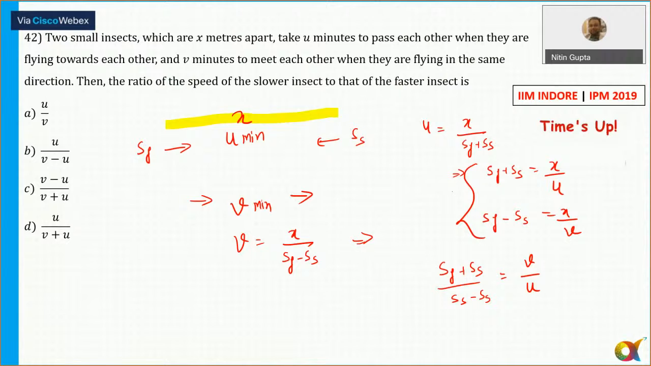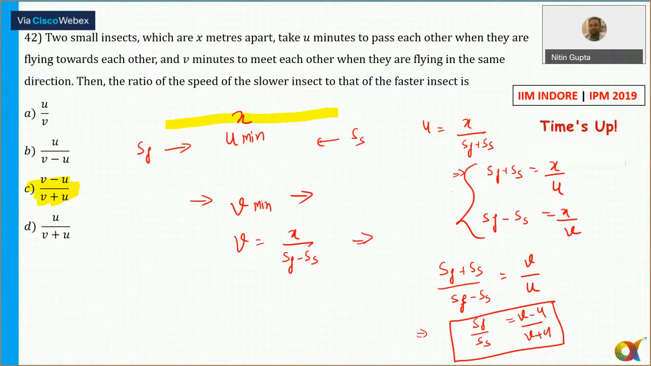Now I can take componendo and dividendo. So if I take componendo and dividendo, I'll get the speed of faster upon speed of slower, and that comes out to be v minus u, definitely option number C. So the correct answer is option number C. So this was an easy question. Any doubts to anyone now?